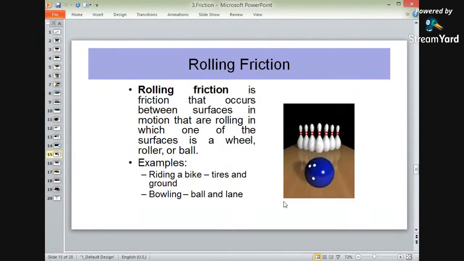Again, the next type of friction is rolling friction. Rolling friction is a friction that occurs between surfaces in motion that are rolling, in which one of the surfaces is a wheel, a roller, or a ball. Examples are riding a bike or tires on the ground, and a bowling ball and lane. So this is a simple example of rolling friction.